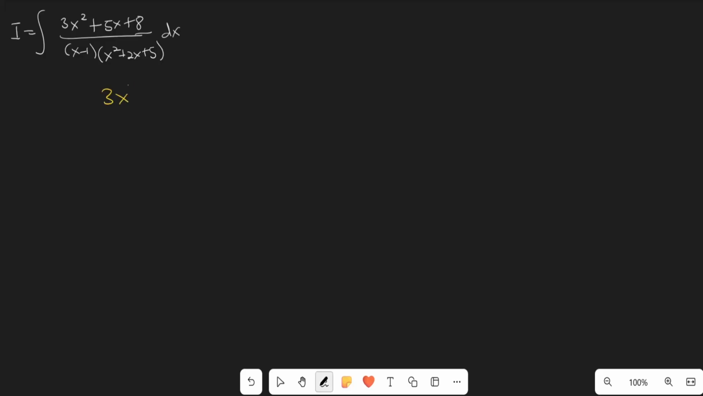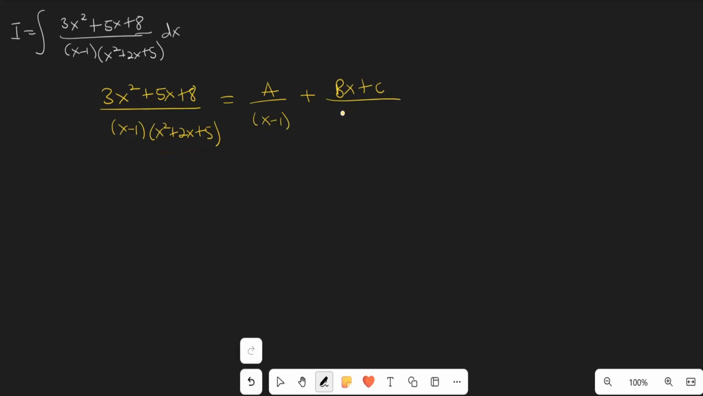So this one is 3x squared plus 5x plus 8 divided by x minus 1 times x squared plus 2x plus 5. And this one can be split into A over x minus 1 plus, since this is a quadratic term, the numerator should be a linear term. It is Bx plus C divided by x squared plus 2x plus 5.